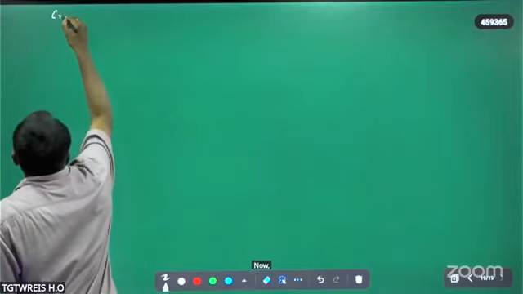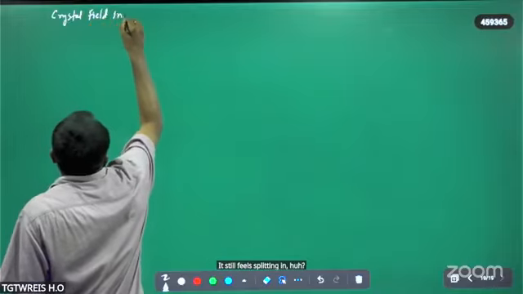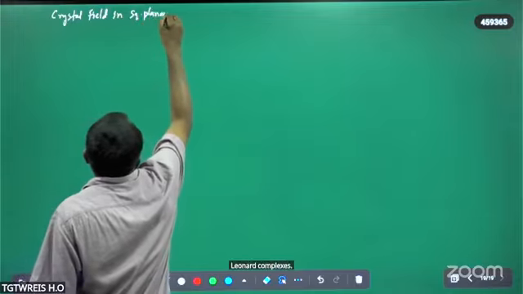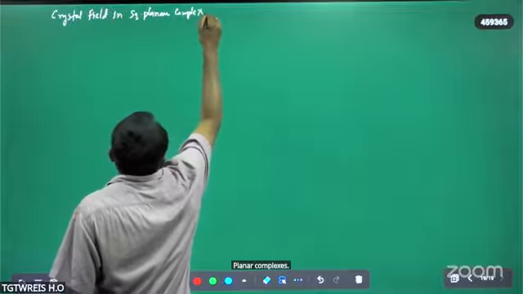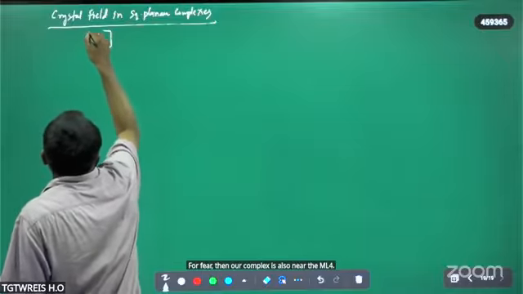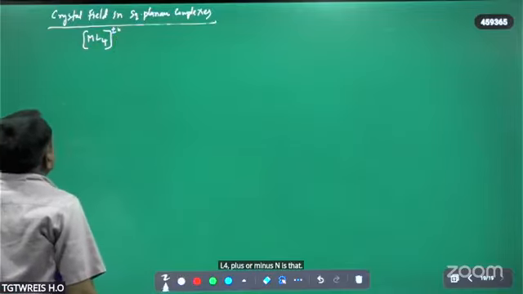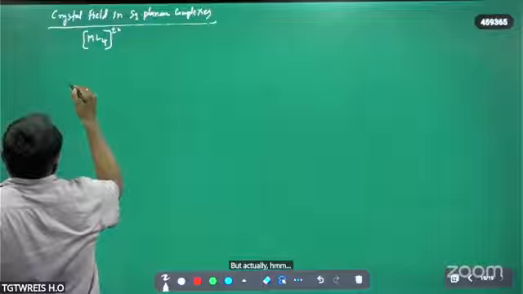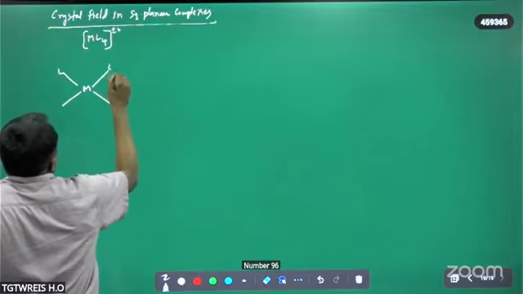Now, crystal field splitting in square planar complexes, square planar geometries. So square planar complexes also have the composition ML4, ML4 plus or minus n. But actually, in ML6, there are 4 ligands in one plane.